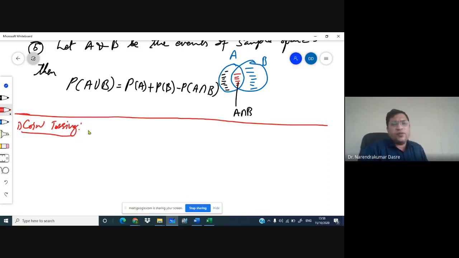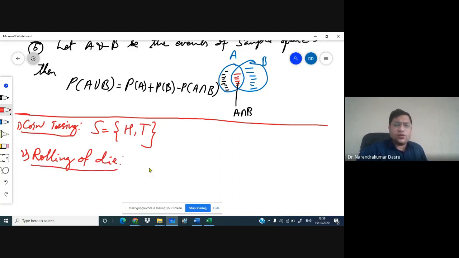Okay, so when we have one coin toss, what will be the sample space? The sample space will be either head or tail. Second, if we consider the rolling of a die, suppose we consider rolling of a die, then what will be the sample space? We will have 1, 2, 3, 4, 5, and 6. So this is going to be the sample space.